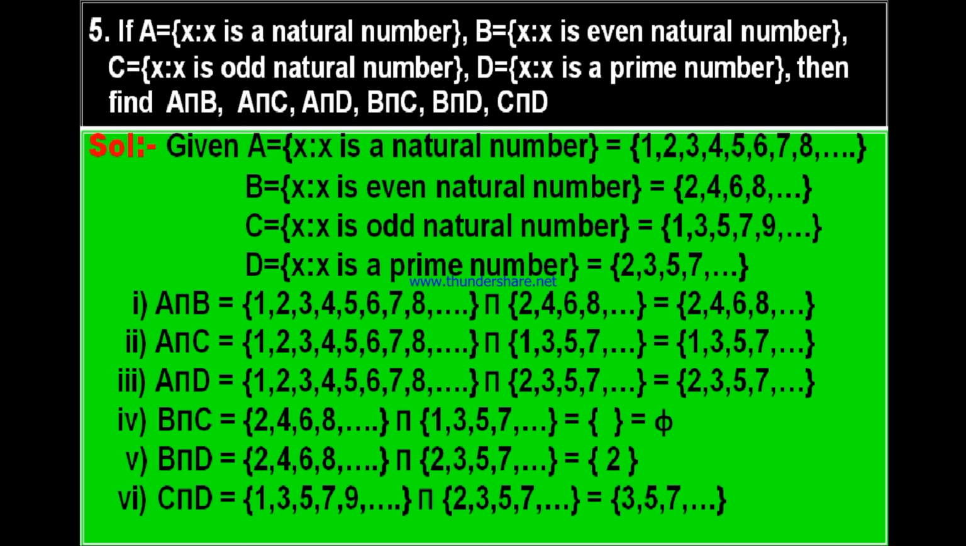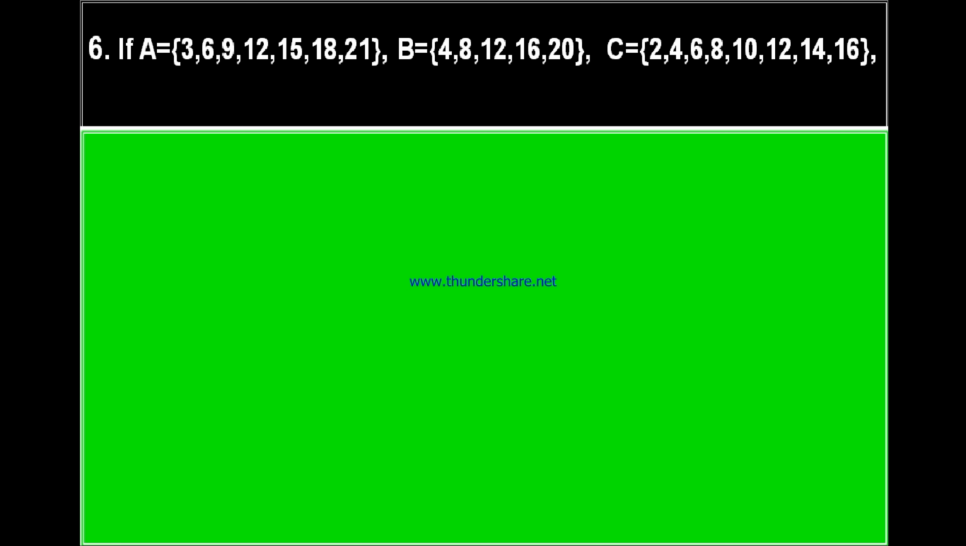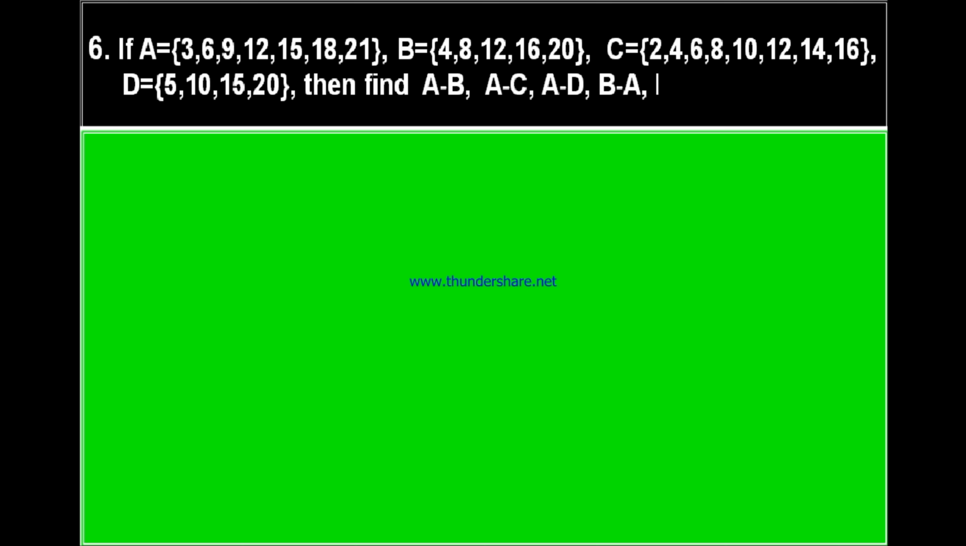Now question number 6. Here is the question. A is equal to the set 3, 6, 9, 12, 15, 18, 21. B is equal to the set 4, 8, 12, 16, 20. C is equal to the set of 2, 4, 6, 8, 10, 12, 14, 16. And D is equal to the set of 5, 10, 15, 20. Then find A minus B, A minus C, A minus D, B minus A, D minus A, B minus D, C minus B and D minus B.